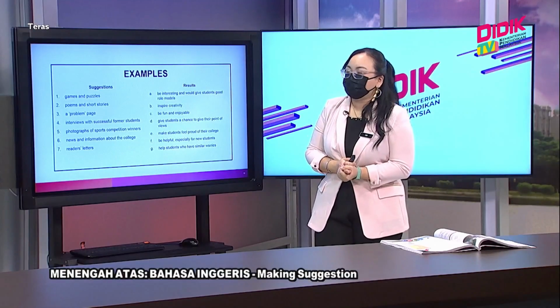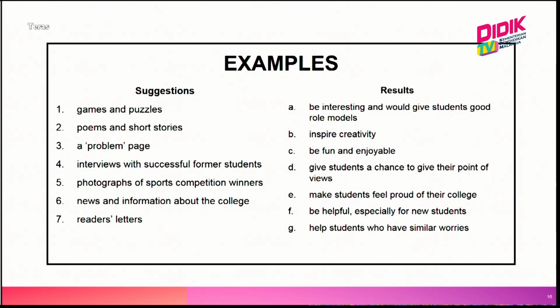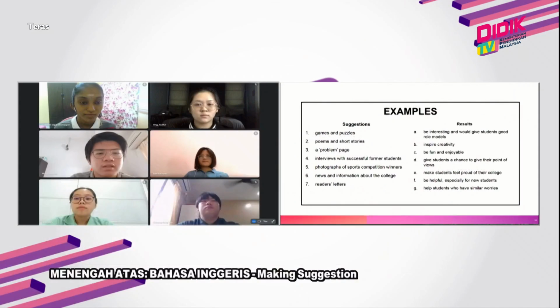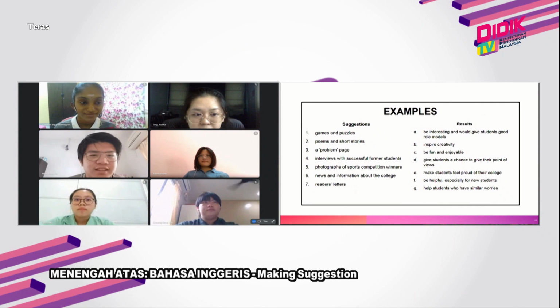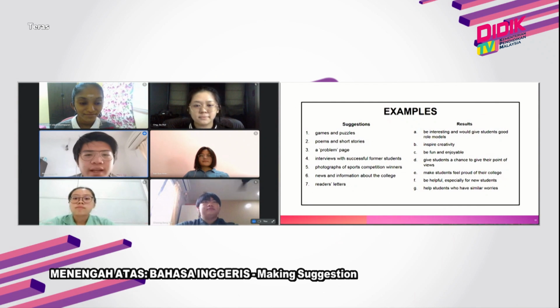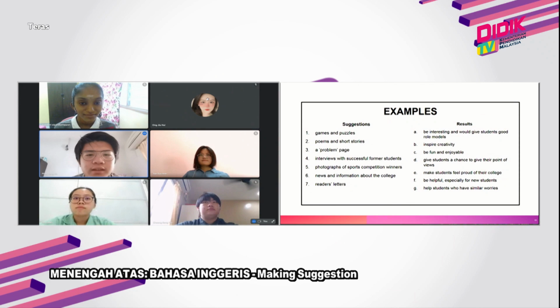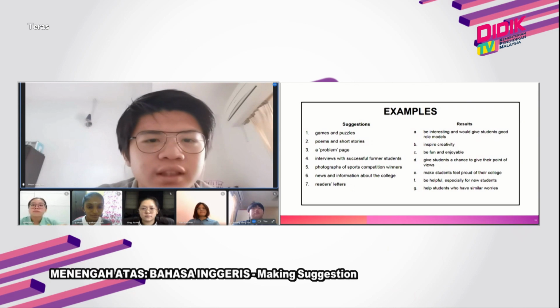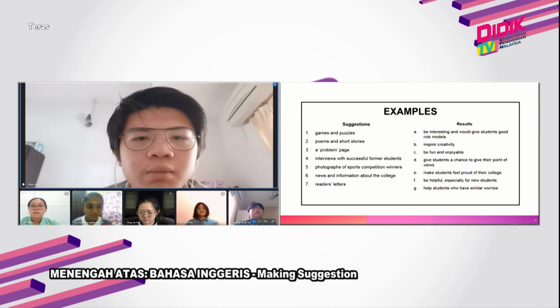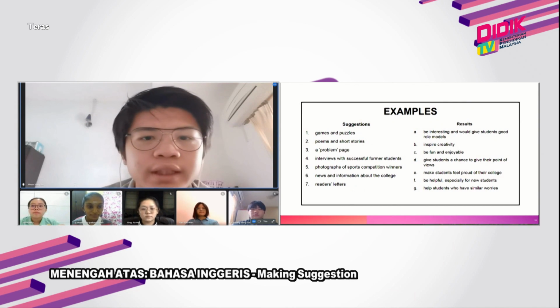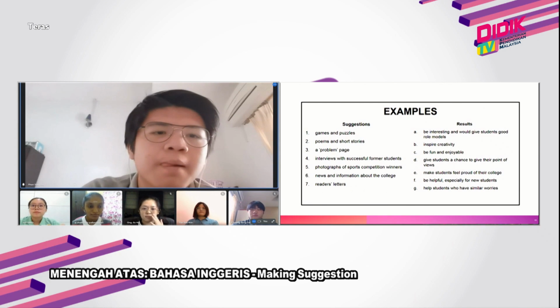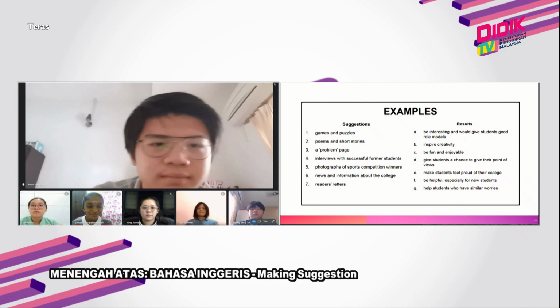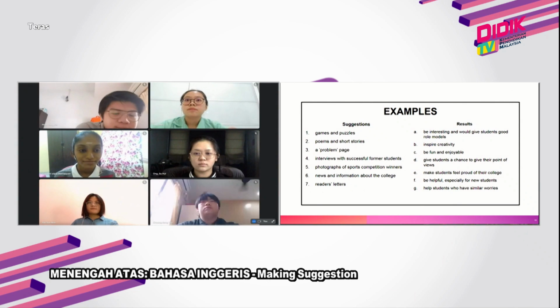A problem page, right? Who would like to try? Okay, Yongjie. For question 3, we can have a problem page in the new school magazine, and the result is G. To help students who have similar worries, hopefully it can help them to solve their problem as well. So that can also help those students who face similar problems.